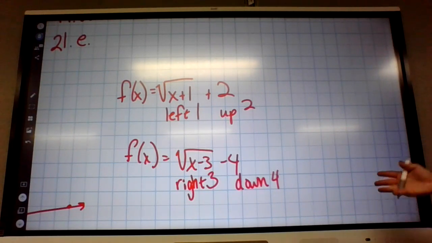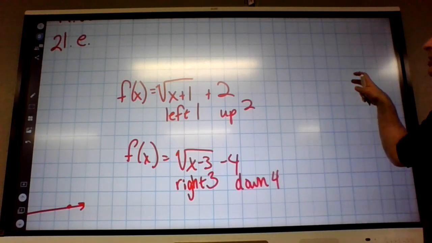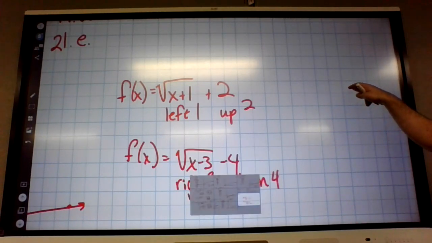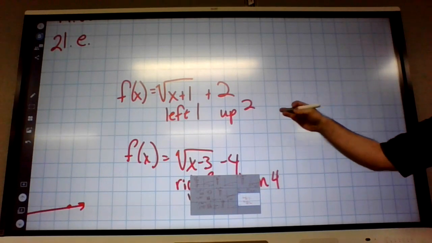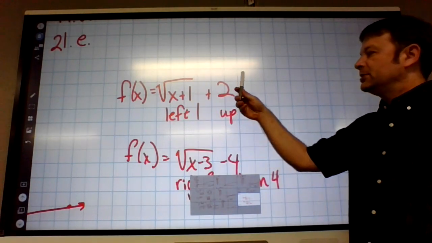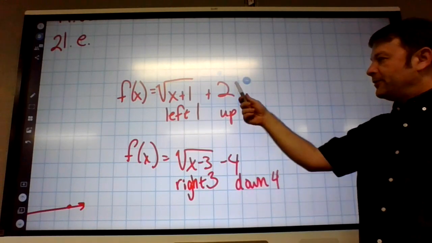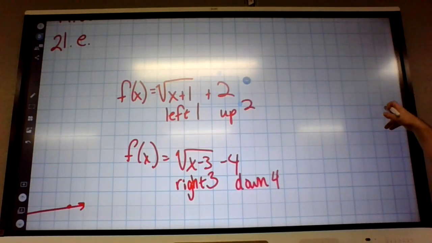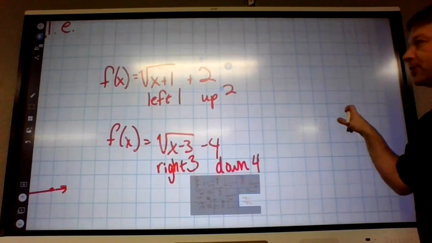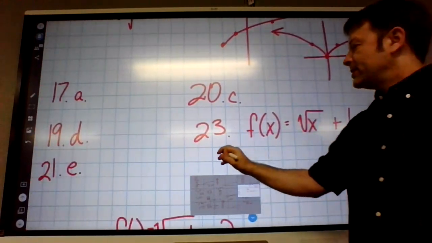Okay, that's the pattern we've learned in the past. It works on everything, really. When it's directly on the x, it affects the x motion, but it does the opposite of what it says. So plus 1 actually moves left 1. Minus 3 moves right 3. The other number out off to the side moves it up and down, like you might guess, so it's up 2 or down 4. Okay. Anyways, back to this.